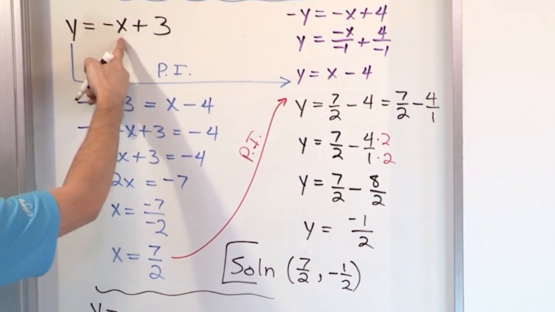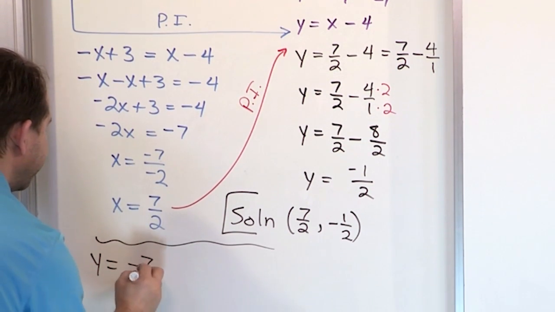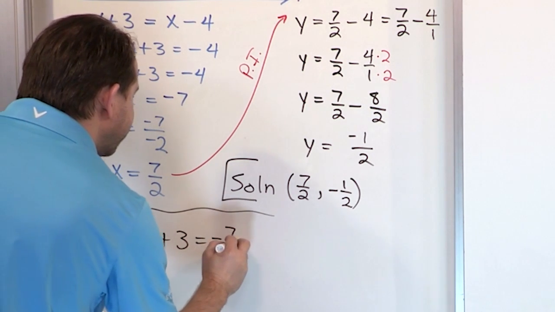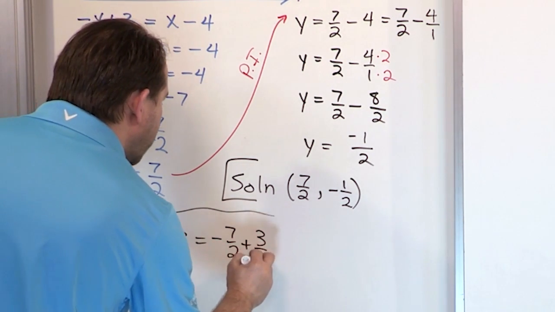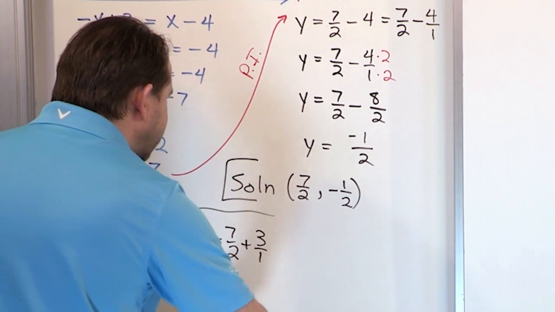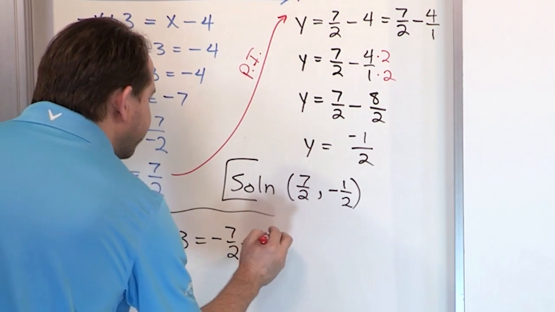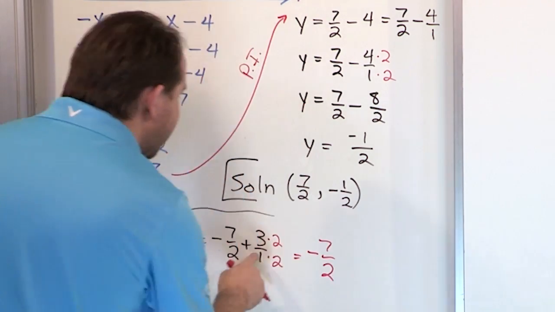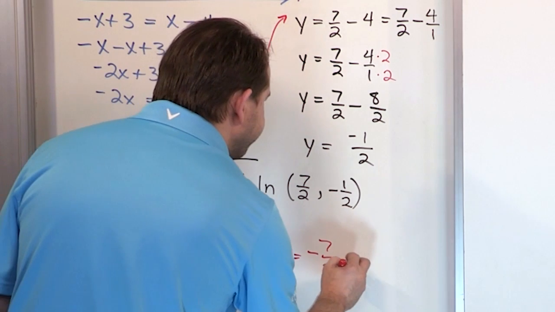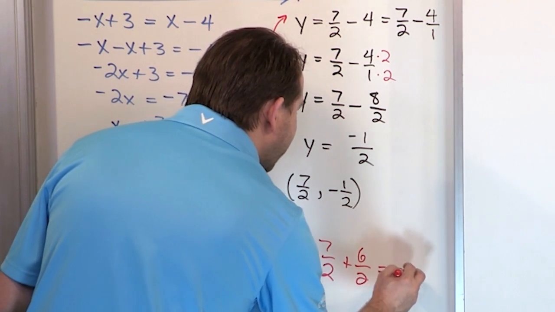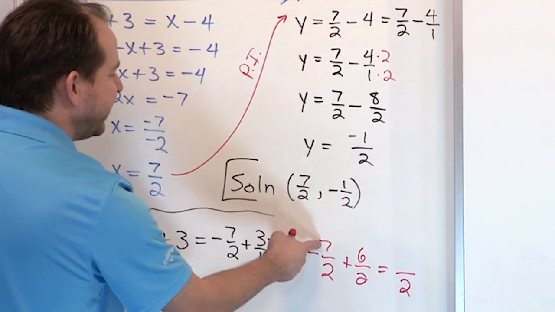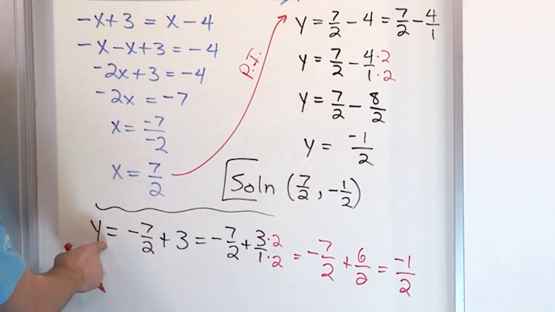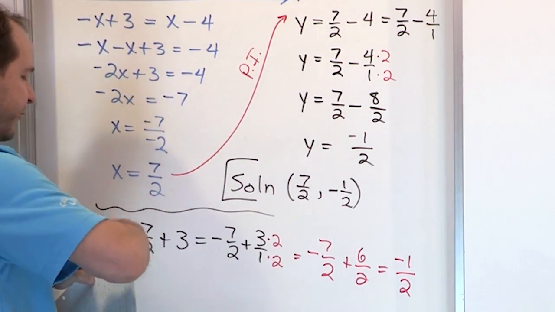Y is equal to negative x, but x is equal to this, so it's negative 7/2 plus 3, which is negative 7/2 plus 3 over 1. Now it's the same sort of thing. To find a common denominator of 2, I'll just multiply this by 2 and this by 2, which means I'm going to get negative 7/2. And over here I'll have 6 on the top and 2 on the bottom, which means I'll have a common denominator of 2. What is negative 7 plus 6? Negative 7 plus 6 is negative 1. So the value I got for y, negative 1/2, is exactly what I got the other direction.